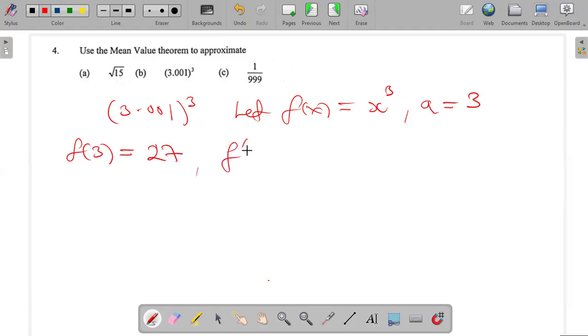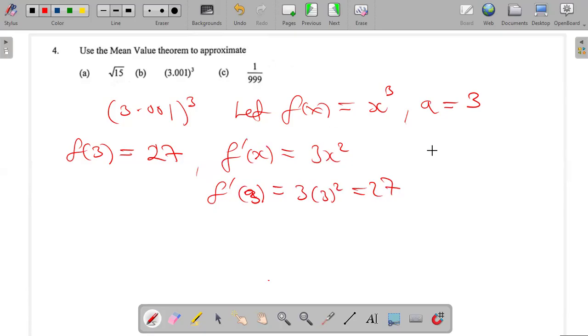Then you say f prime of x is 3x squared. Then you want f prime of a. So f prime of a, with a being 3, gives you 3 multiplied by 3 squared, which is 3 times 9, so that's 27 also. So this is what you get.